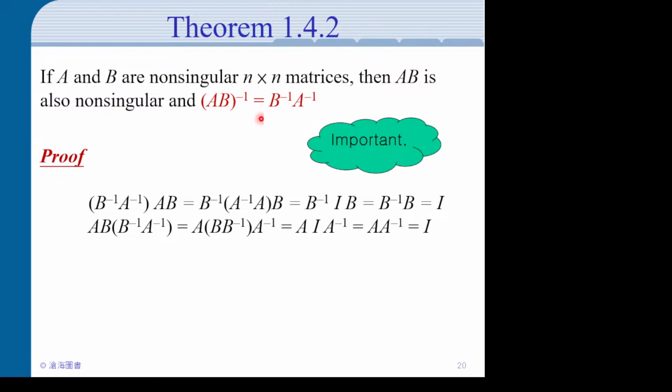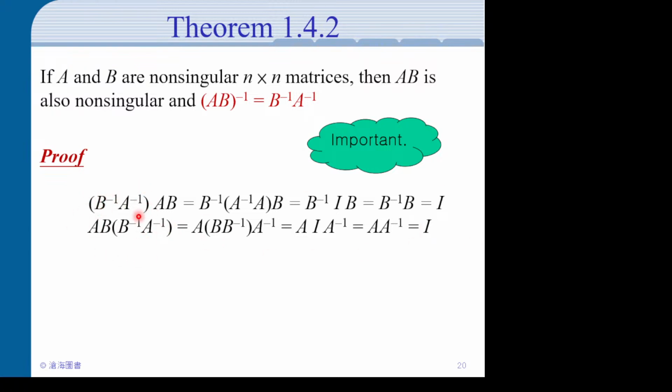The inverting ordering is kind of interesting. This is something you don't have in scalars, because in scalar multiplication ordering doesn't matter. But in matrices, you need to invert the ordering. And we can prove that this is actually the inverse of AB. Here you can see why we want to invert the ordering.